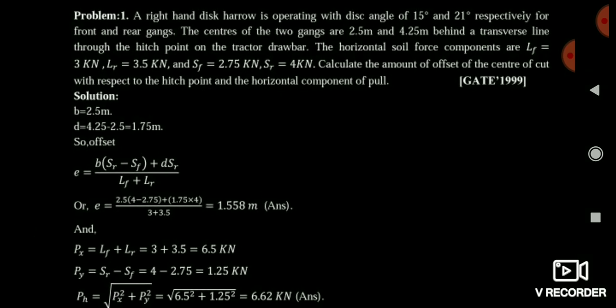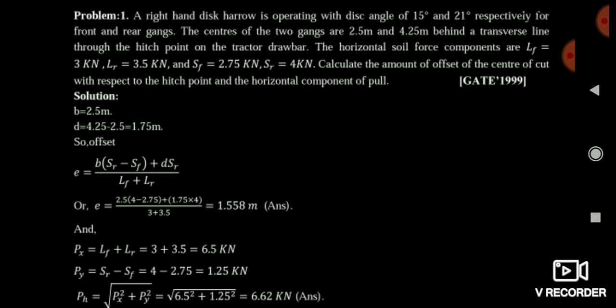And friends, after this it is very simple, and you put all these values, you can get the E value, means amount of offset is 1.5. In the 2020 question also the answer is coming 1.5. After solving this question, you can definitely solve the 2020 paper question.